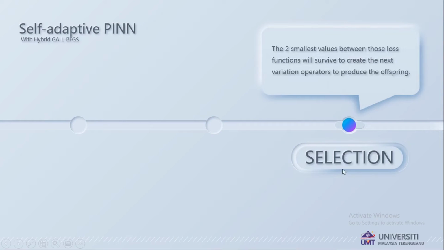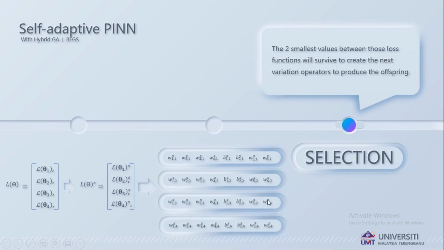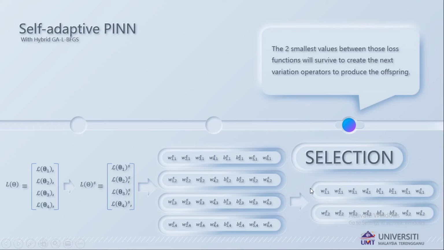The next process is selection. After we apply all theta inside the population matrix, we will obtain loss function value corresponding to each theta. The loss function value has to be sorted from the best to the worst value. Then, the two thetas which produce the smallest loss function will be selected as a parent.